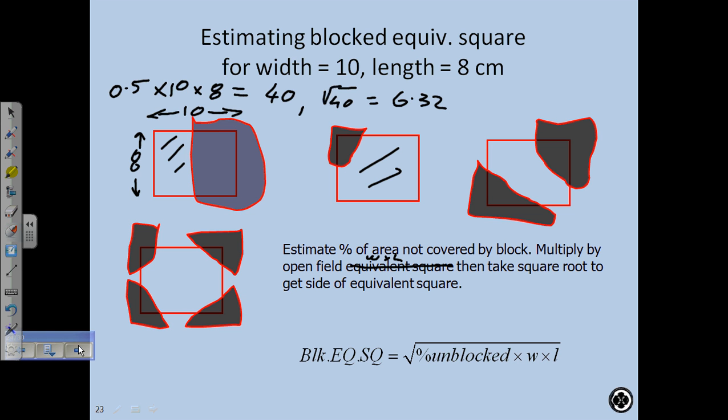Also, do your sanity check. 6.32 needs to be between 10 and 8, and it has to be smaller than the equivalent square of 10 by 8. What's the equivalent square of 10 by 8? 10 times 10 times 8 over 18, which is 8.88. So 6.32 has to be smaller than that. It's just a sanity check for you guys.